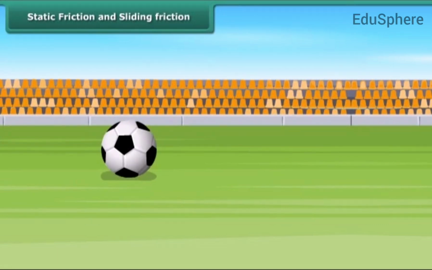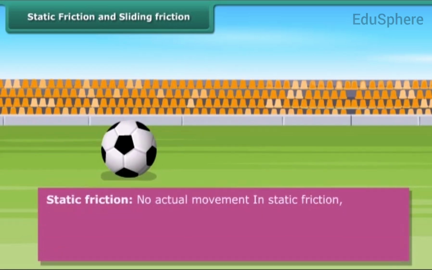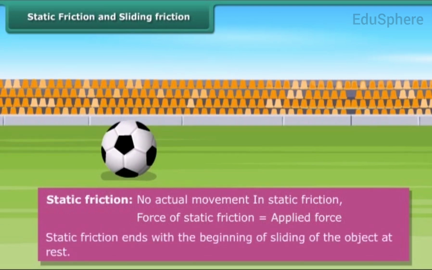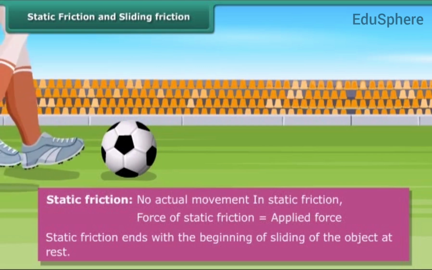The frictional force that exists between the two surfaces so long as they are relatively at rest when an external force acts is called static friction. There is no actual movement of the body in static friction. In static friction, the force of static friction is equal to the applied force. Static friction ends with the beginning of sliding of the object at rest.